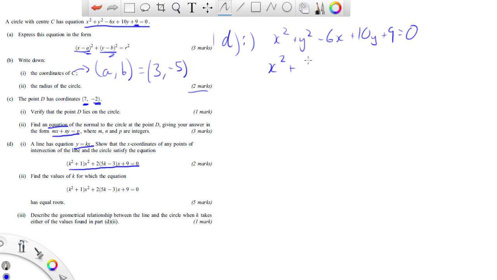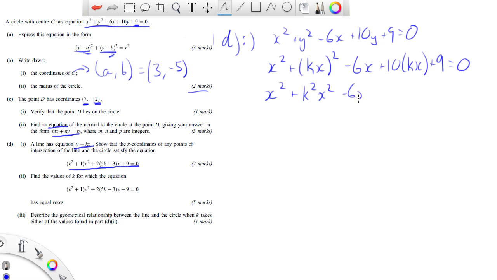So x squared plus kx squared minus 6x plus 10 times kx plus 9 is equal to 0. And here, just like they have, I have no y's but only k's. So I can clean this up because this is one term with two factors. The index distributes, so I get k squared x squared, minus 6x plus 10kx plus 9 is equal to 0.